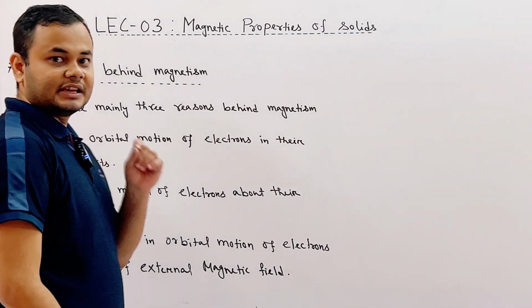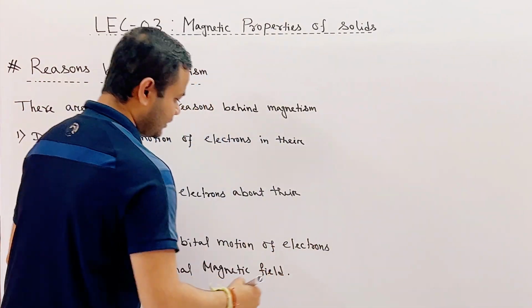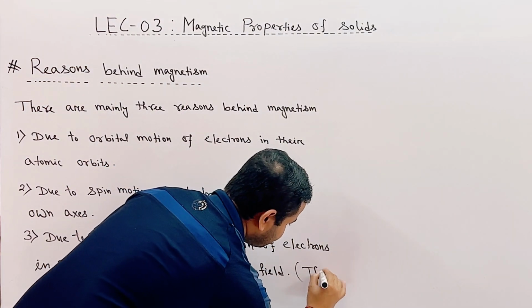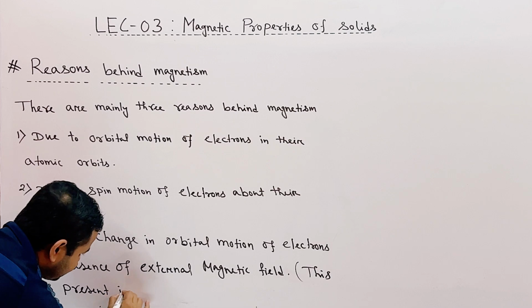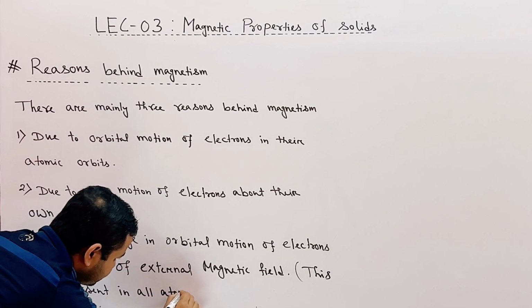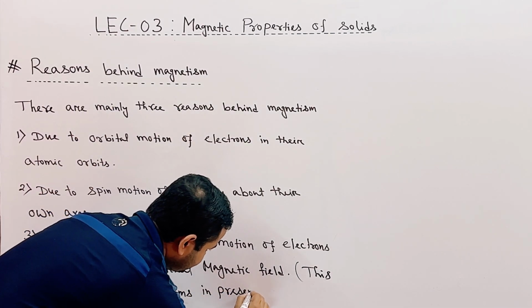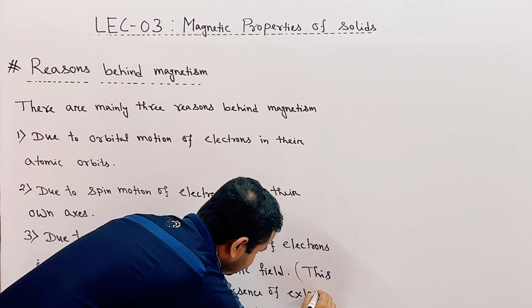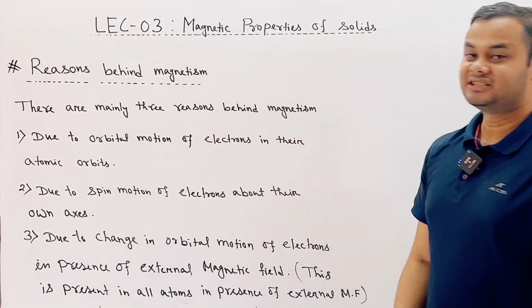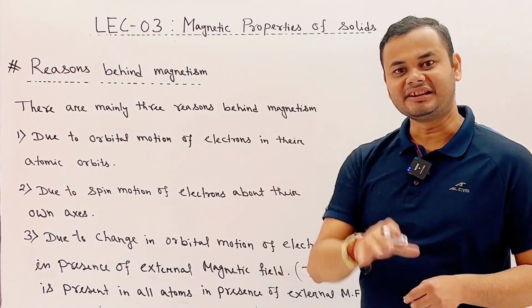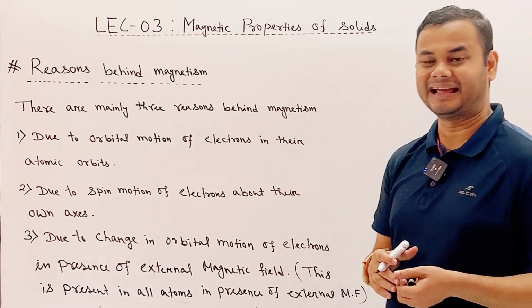This reason number 3 is present in all atoms in presence of external field. ठीक है? So this is present in all atoms in presence of external magnetic field. However, in addition to this, magnetism can arise due to intrinsic spin magnetic dipole moment of nucleus also. However, this value is very small and can be neglected.